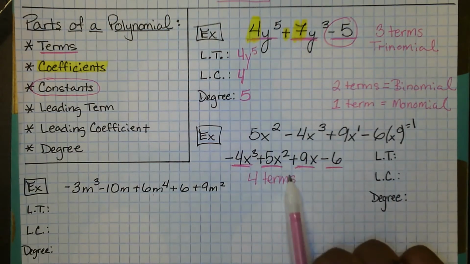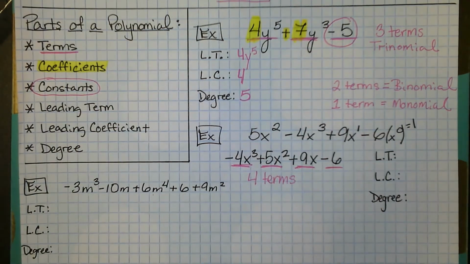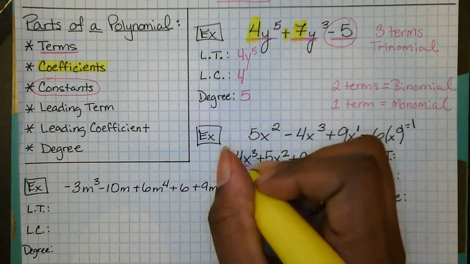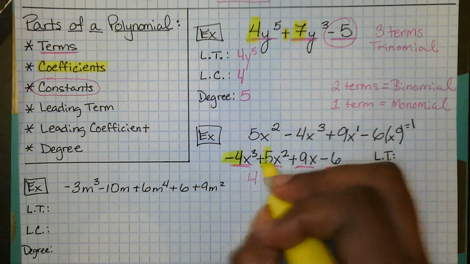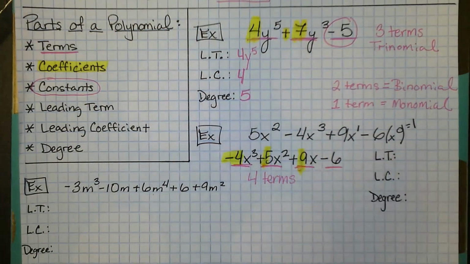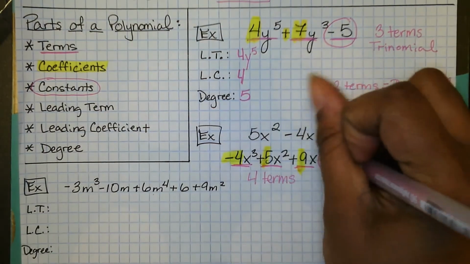All right, so that's our first 4 terms. Now let's highlight the coefficients. We have negative 4, 5, and 9. We wouldn't count 6 because there is no x, so that's considered our constant. And now let's circle the constant. So that is our negative 6.